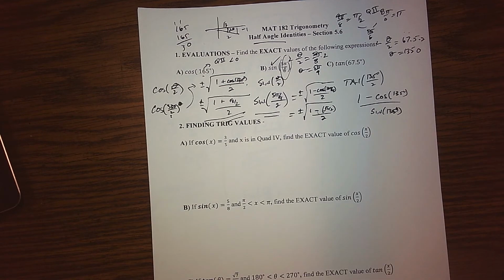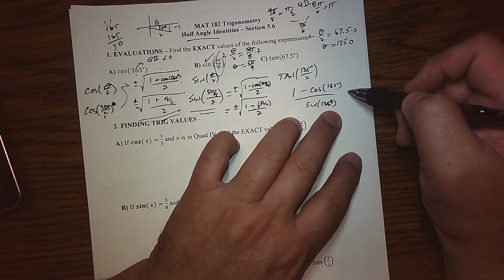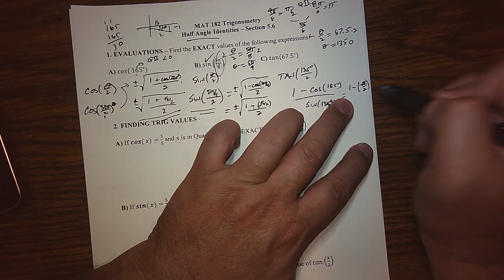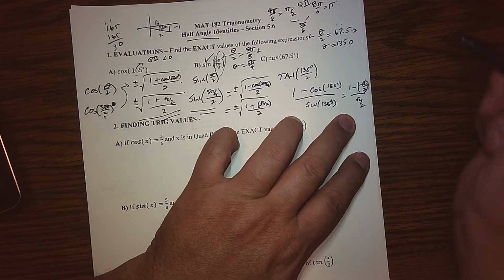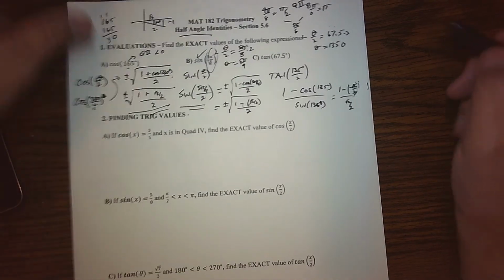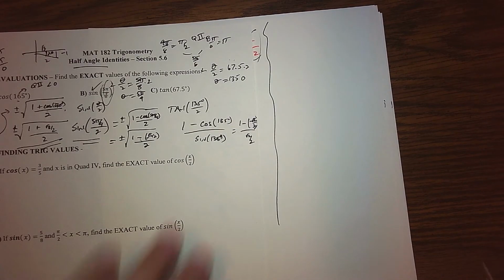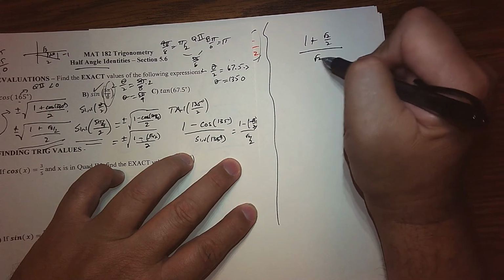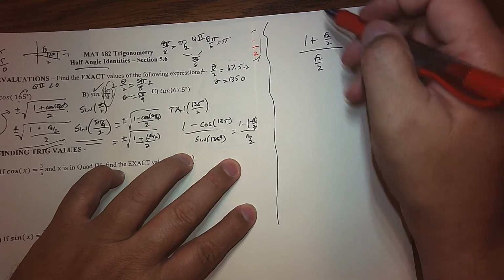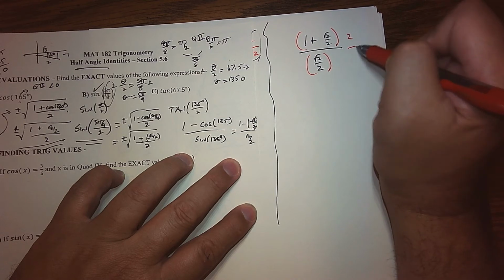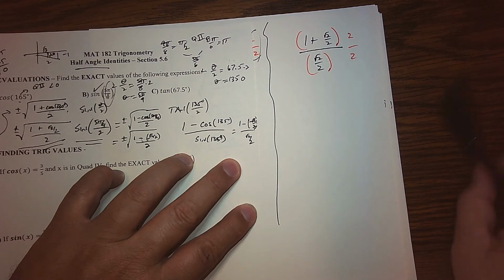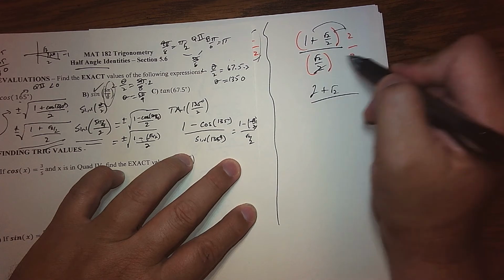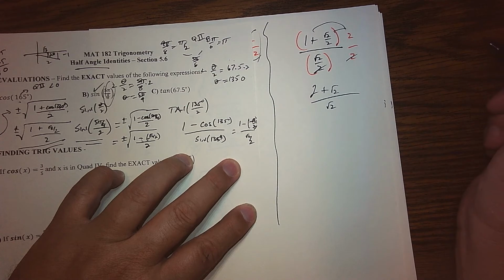Okay, and then what do we know about 135? Well, we know that that's in quadrant number 2. All right, and so we have 1 minus negative square root of 2 over 2 all over the square root of 2 over 2. And so now we've got to clean that up. So upstairs, when we subtract a negative, we have 1 plus the square root of 2 over 2, and we're dividing by the square root of 2 over 2. Again, to simplify a complex fraction, I'll multiply both top and bottom by the common denominator. Distributing up here, we end up with 2 plus the square root of 2. Down below, the 2's cancel out, leaving us with square root of 2.